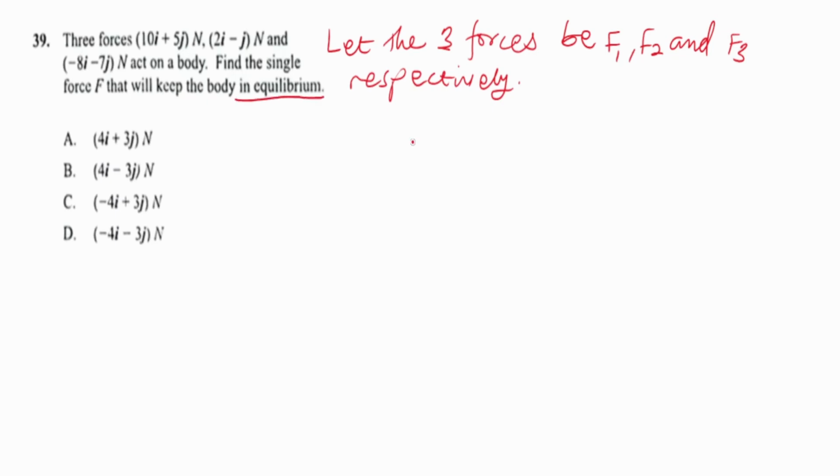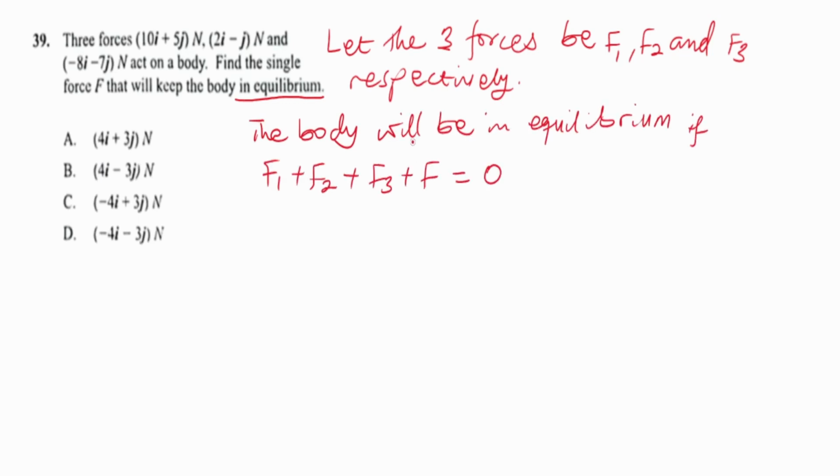Simply put, the body will be in equilibrium if the sum of all 4 forces equals 0. Let me write that too. Now that we know this, we are just going to write these forces in column form and then solve for F. So F1 becomes (10, 5), plus F2, which is (2, negative 1) because the coefficient of j is negative 1, plus F3, which is (negative 8, negative 7), plus F, which we don't know, equals 0.